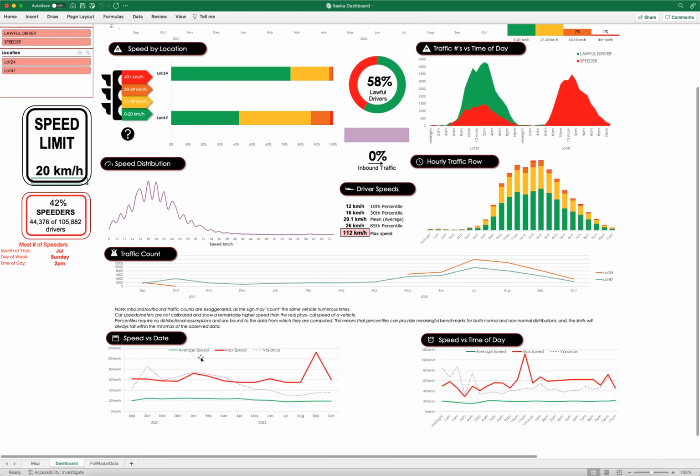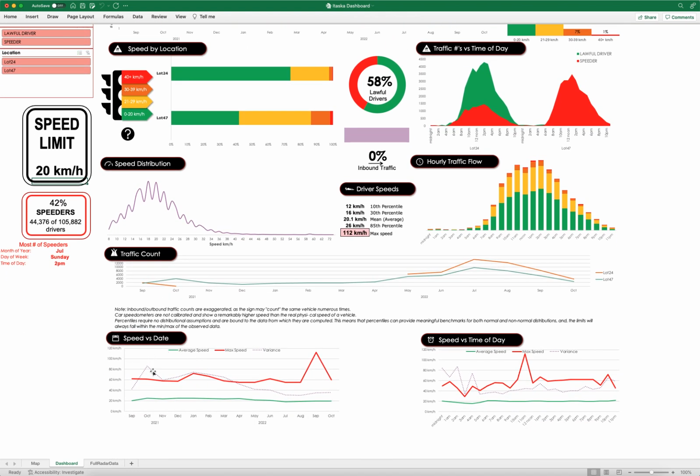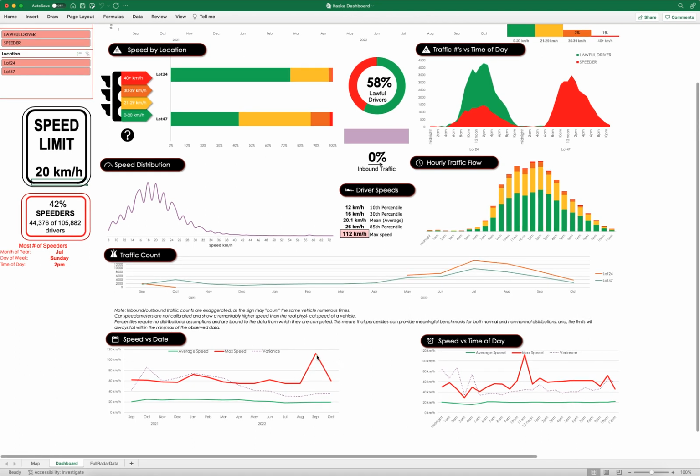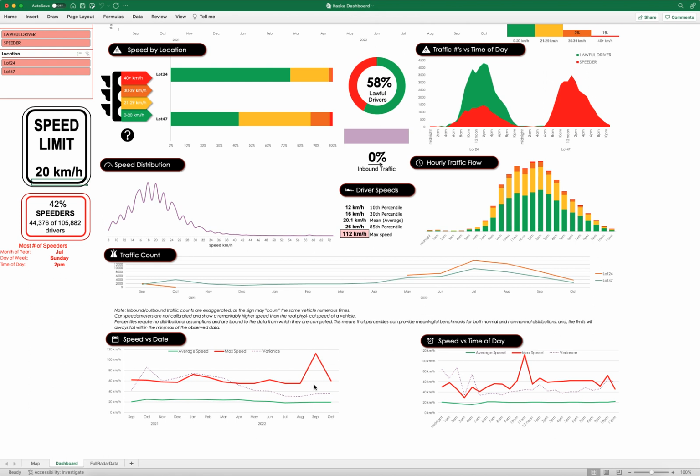At the very bottom of our chart, we also have some speed. So we can see our average, and our average is pretty consistent over time, over the days, the hours of the day. And we see these blips of the maximum speed. And all that shows is that that one person doing 112 kilometers an hour, it actually happened in September during the time of the day, 10 a.m. is when that person was speeding.